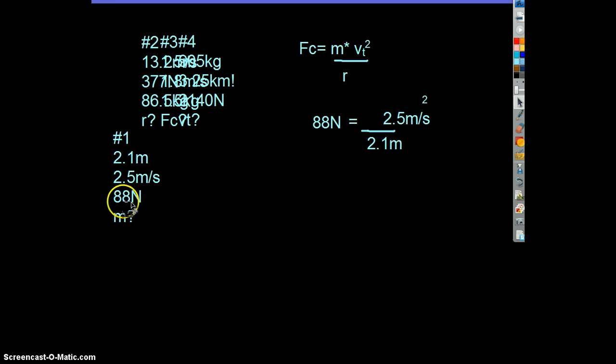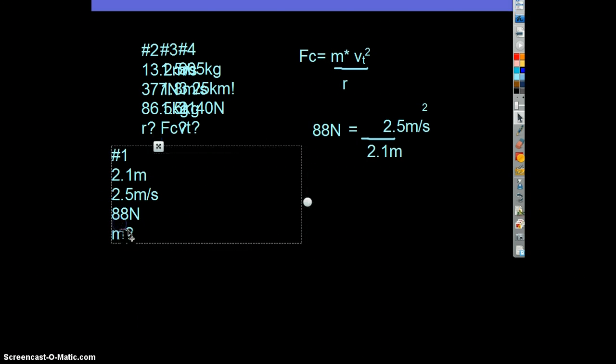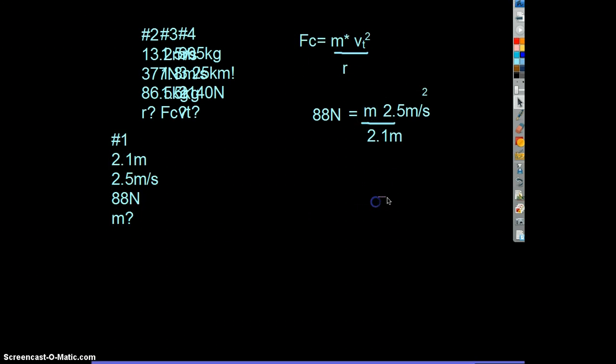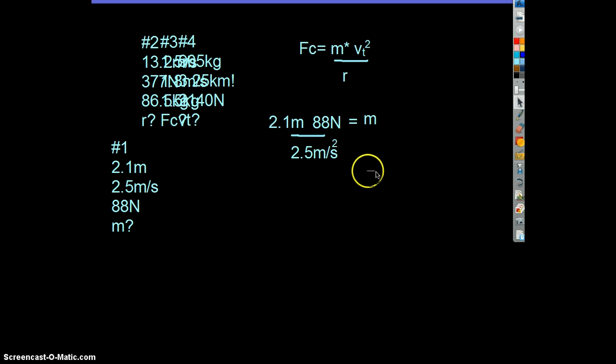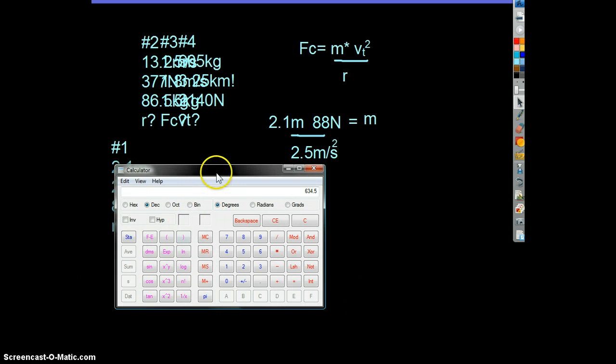Now here's the thing, our variable in this problem, they want to know what the mass of the child is, so put mass in. So in order to solve this, we're going to take our 88, we're going to multiply the 2.1 over, and then we have to square this and divide it over. Then we'll pull out our calculator.